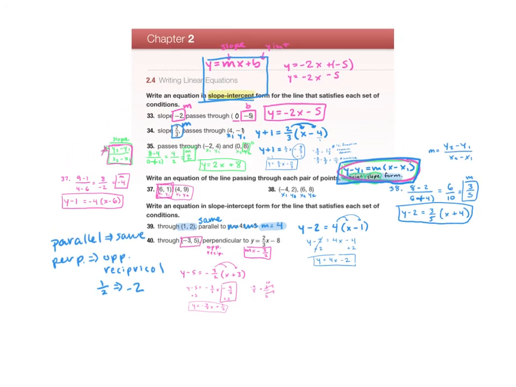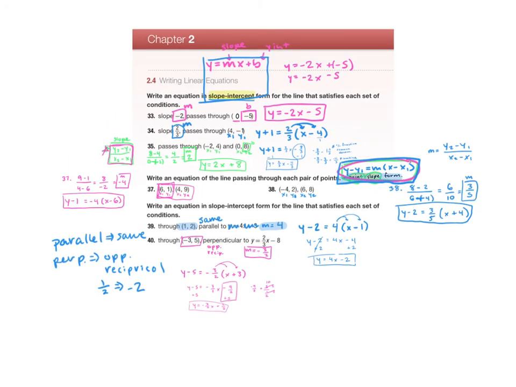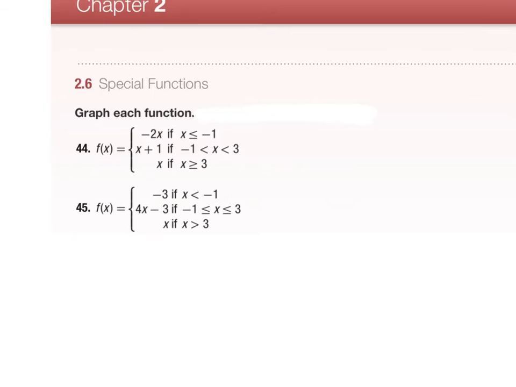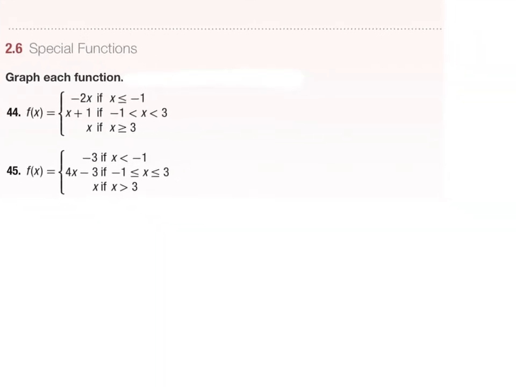Okay, so everybody's good on 2.4? Yeah. So 2.6, we are graphing piecewise functions. Remember in 2.6, we were also graphing absolute value functions, but that's also in 2.8, so I just left it in that section. So let's look at 44.